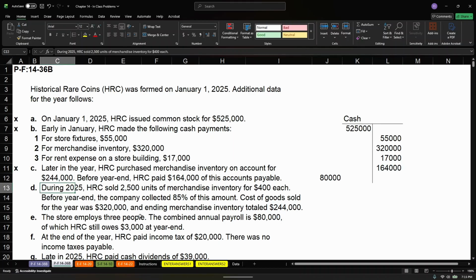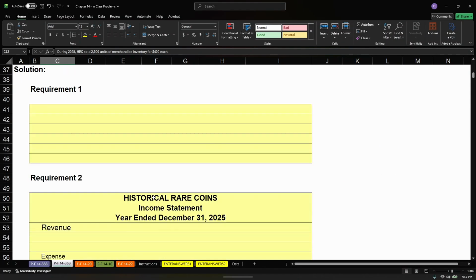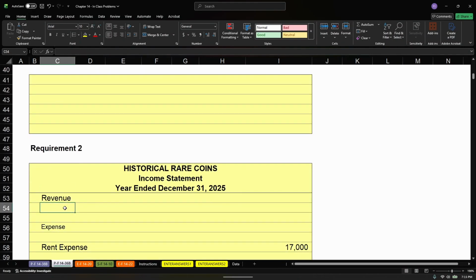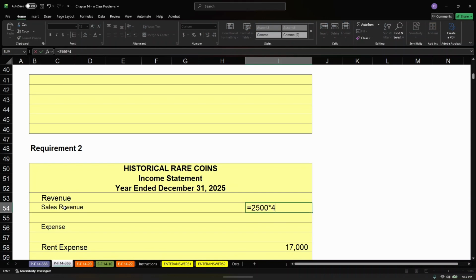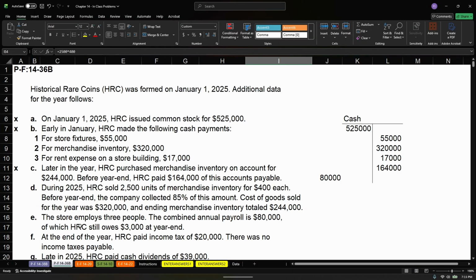Next, during 2025, we sold 2,500 units for $400 each. So what is this information on? What is this telling me? Revenue. Exactly, revenue. This is all related to revenue. So I'm going to go to this sales revenue and I'll just do the math in the cell using Excel. 2,500 units times $400 per unit. $1 million of revenue.